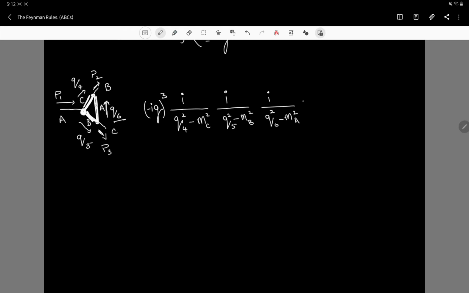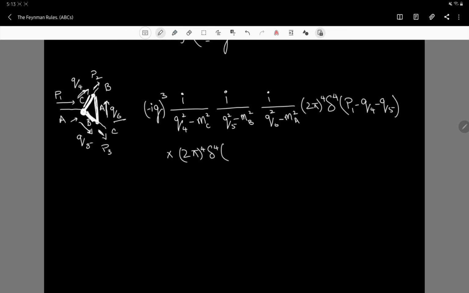And then from the rest of the rules, you just add 2 pi to the 4, this is to conserve the 4-momentum. Let's see, you would have P1 minus Q4 minus Q5. This is for this vertex: P1 is going in and Q4 and Q5 are going out. Then let's keep multiplying for the other vertices. You have to conserve the momentum for all of the vertices. So let's do another one.